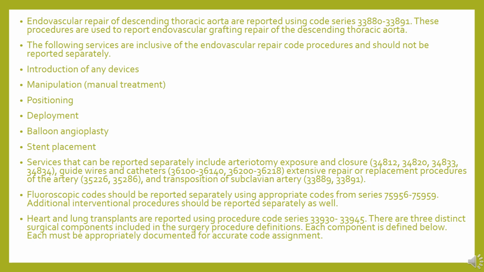Heart and lung transplants are reported using procedure code series 33930-33945. There are three distinct surgical components included in the surgery procedure definitions. Each component is defined below. Each must be appropriately documented for accurate code assignment.